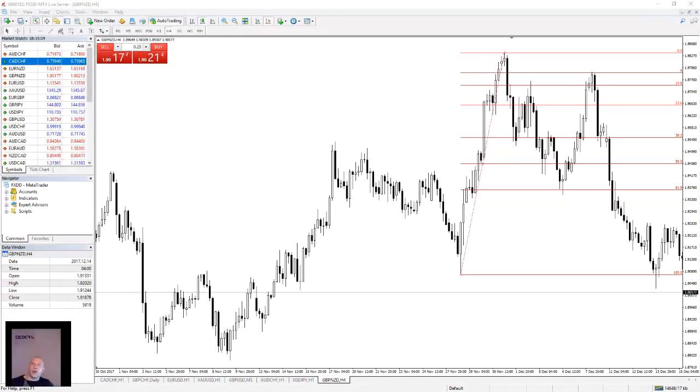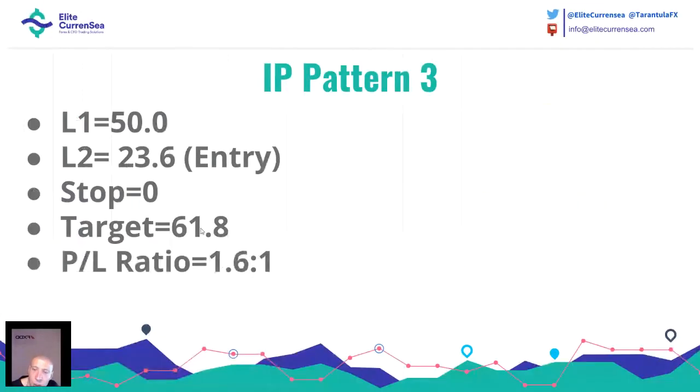IP3, price retraces to 50, hits 23.6. Again, target is 61.8. P to L ratio is 1.6 to 1. So it needs to get to 50. Then it needs to, let's see, I'm doing this by my naked eye, trying to search for it.